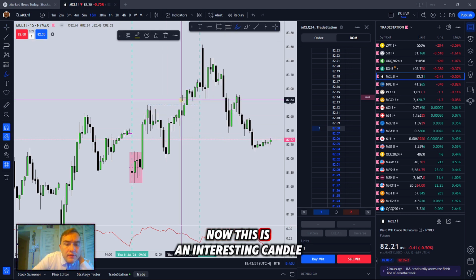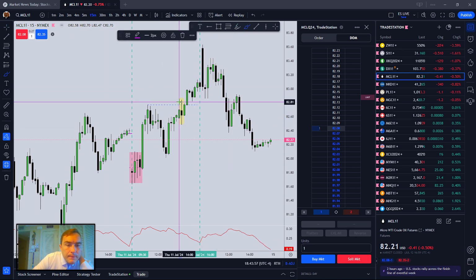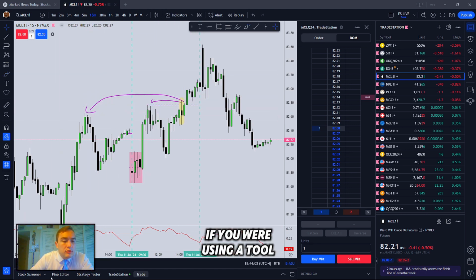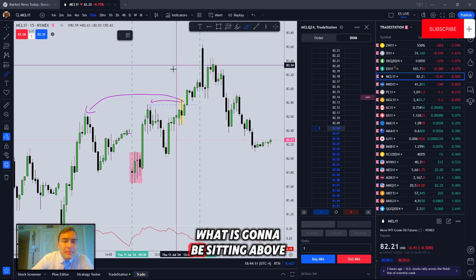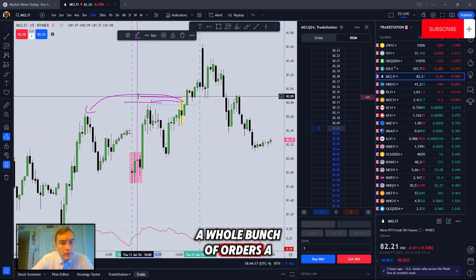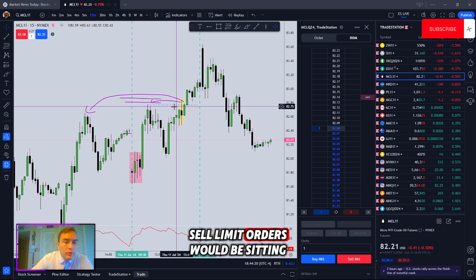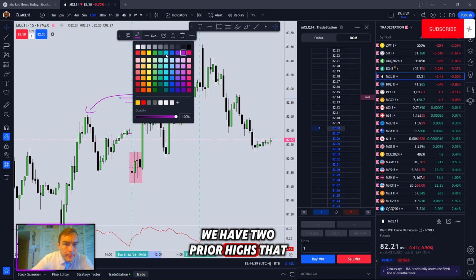Now, this is an interesting candle here at 1415. What do we immediately notice in the context? That's right, we're running above 2 prior highs. So guys, if you were using a tool like a book map or a heat map, what do we see here? Well, the market breached above prior highs, and guys, what is going to be sitting above these prior highs? Yeah, that's right, a whole bunch of orders. A whole bunch of sell limit orders would be sitting above the 1100 high and would be sitting above that Wednesday, 10th of July, 1145 high. So we have 2 prior highs that certainly would have had sell orders sitting above.